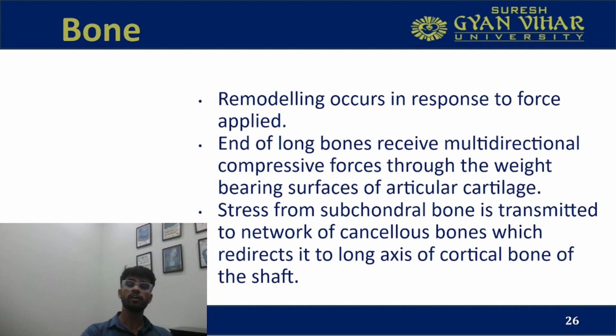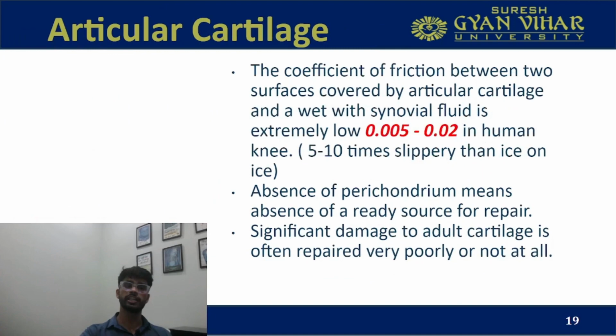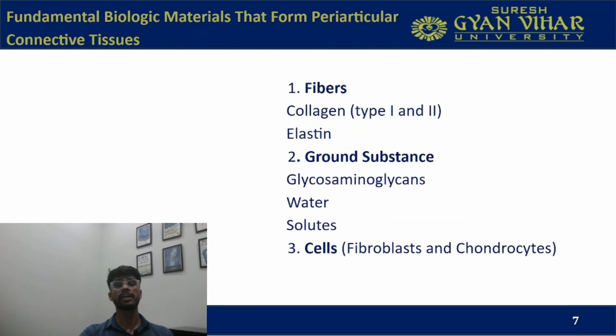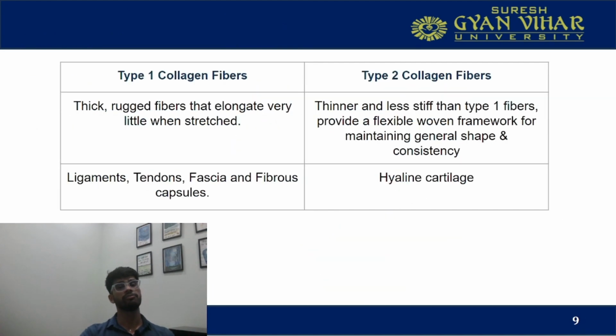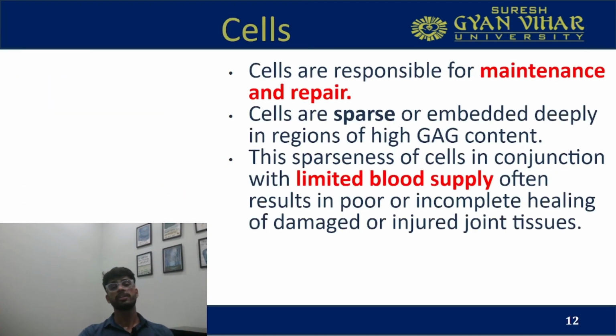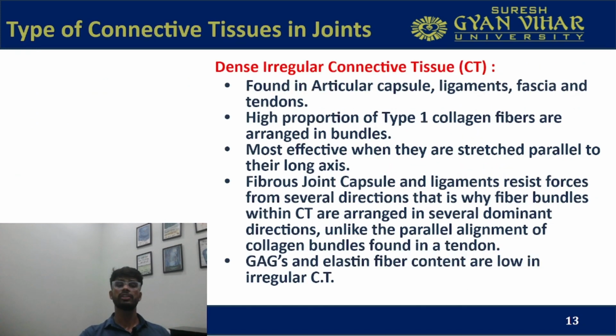So these were all the tissues of the joint. First of all, we studied what makes up the connective tissue of the joint: fibers, ground substance, and cells. Then we studied the fibers and what the types of fibers are. Then we saw the ground substance and its importance. Then we studied cells. After that, we studied what connective tissues are present in the joint.